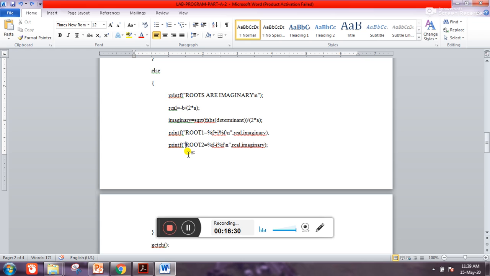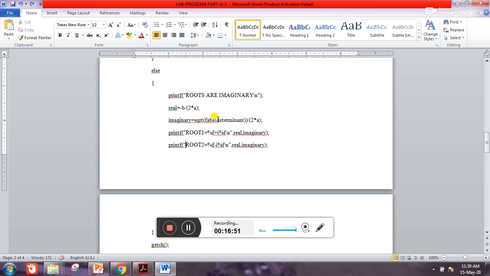Now what remains? The remaining case is complex and imaginary, so we write that in the else part. Printf roots are imaginary. For the real part, it is minus b divided by 2 into a, and then the imaginary part is the square root of b square minus 4ac, square root of fabs determinant divided by 2 into a.